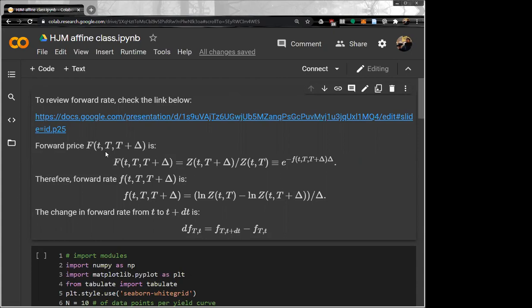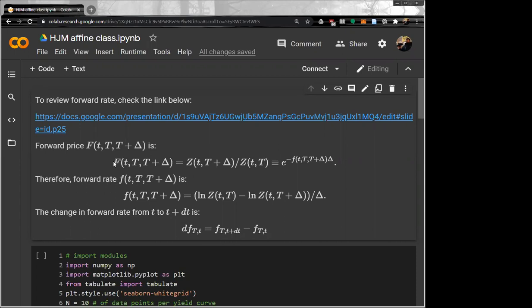This is basically the value of a contract at time big T that pays $1 at big T plus delta. So $1 happens at big T plus delta. And the price of that contract at time big T is determined as of small t, today. The actual contract is at big T. So we already learned this for the price.